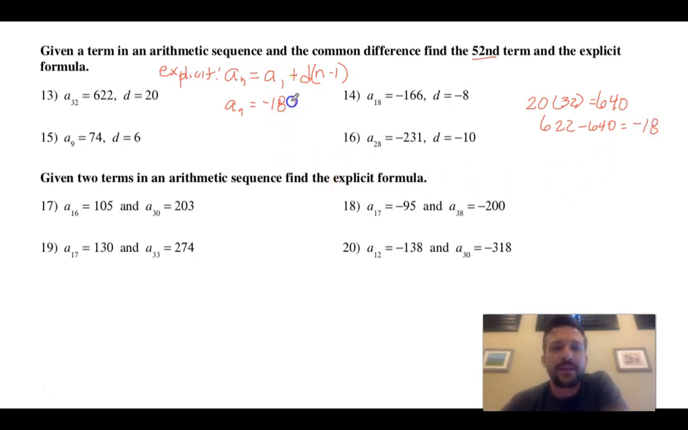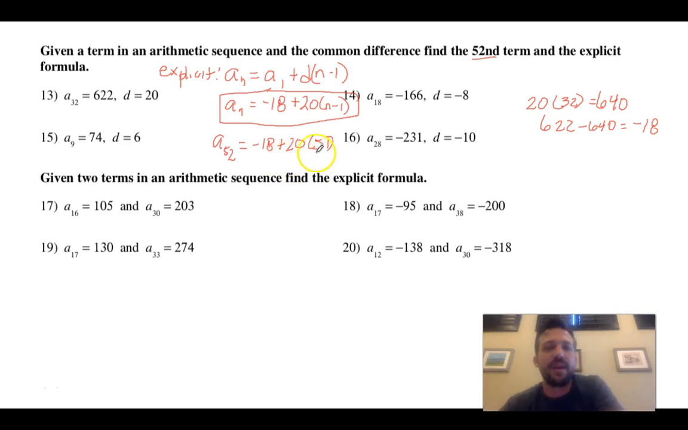Okay, and then plus the common difference, which in this case was 20 times n minus 1. Okay, there's our explicit formula. It's done. Now we want the 52nd term, so you just plug it in. So A52 is equal to negative 18 plus 20 times 52 minus 1, so it'll be 51. And if you plug all that in, negative 18 plus 20 times 51 gives us 1002. And that is the 52nd term.